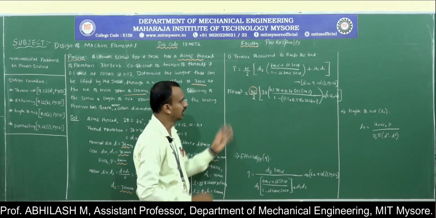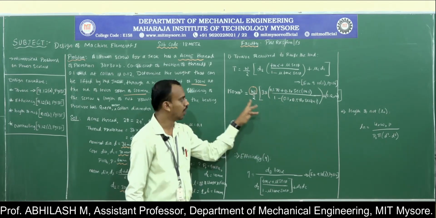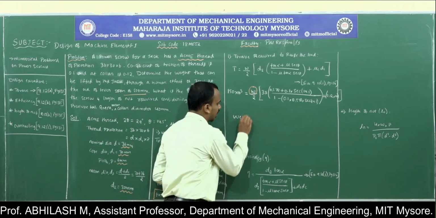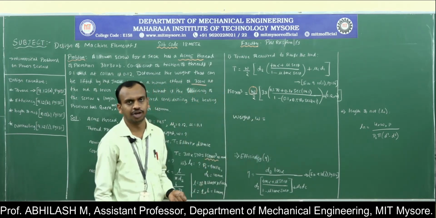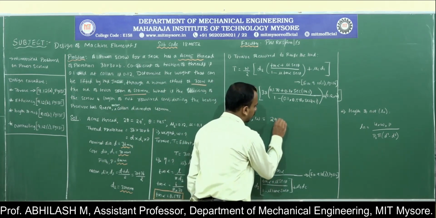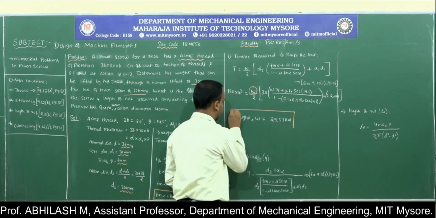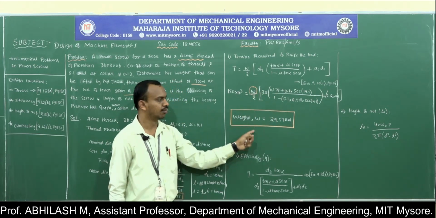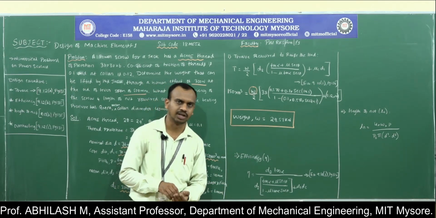After doing the calculation stepwise, we are going to arrive at the value of the weight that can be lifted by this particular screw. So the weight that can be lifted by this screw for a torque of 150 into 10 to the power of 3 Newton millimeter is 29.57 kilonewton. Just substituting the values in the calculator, we can obtain the load, because in the entire equation the only unknown is W.